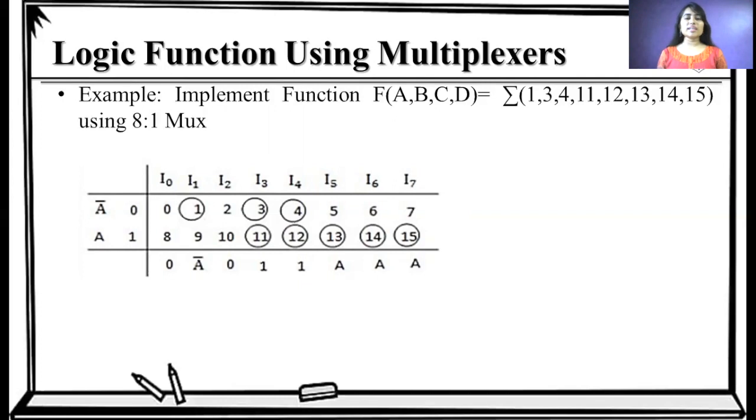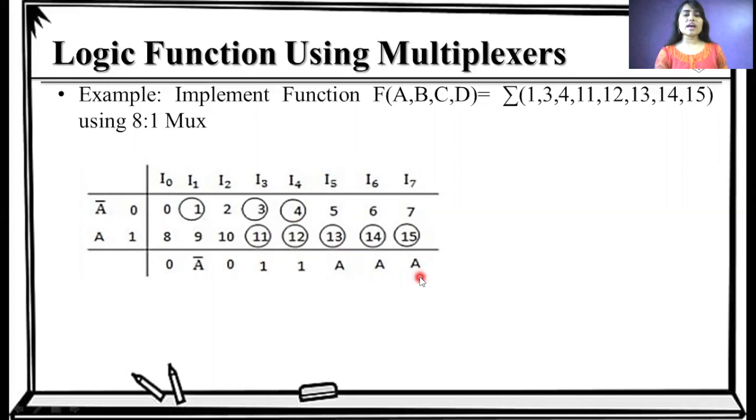Now after marking the circles, compare column wise. In I0 there is no circle, so it means I0 corresponds to 0. Then for I1 there is only one circle, which corresponds to A dash, so here we write A dash. Then for I2 no circle, that means 0. For I3 both circles, that means A dash plus A, which is equal to 1. Here both circles, that means 1. Then here only one circle, which corresponds to A. Only one circle corresponds to A. Only one circle corresponds to A.